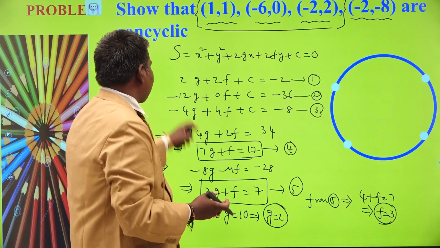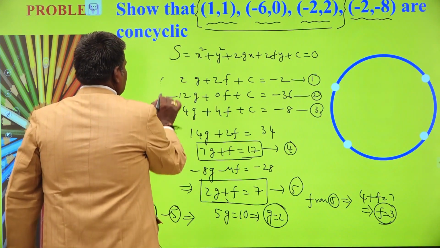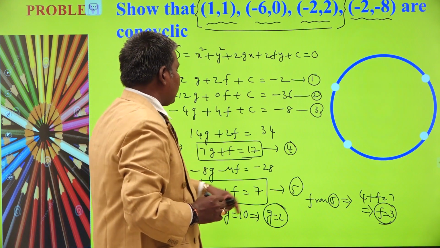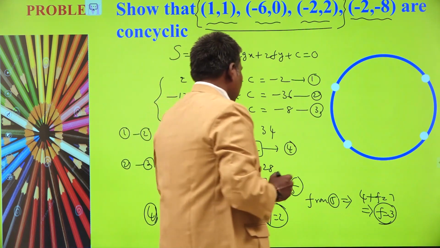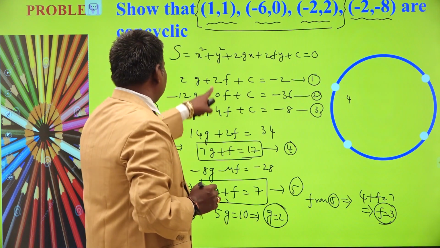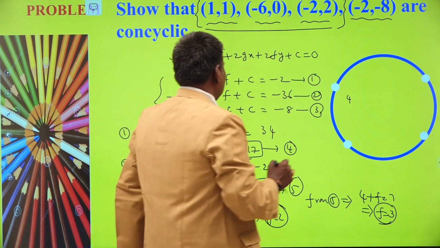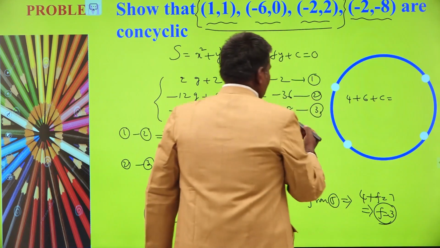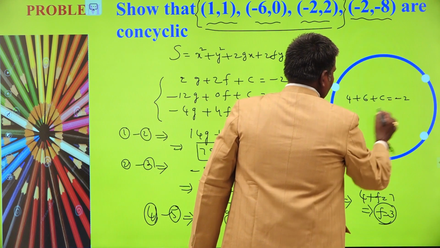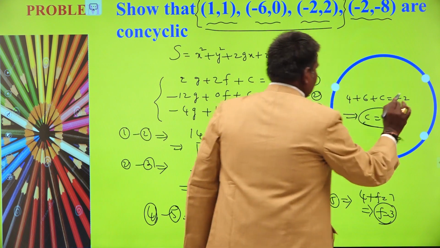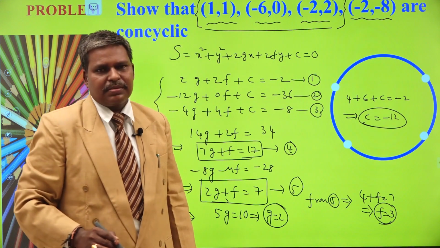Substitute g comma f values in any of these three equations, 1, 2, 3. Now substitute g equal to 2, f equal to 3 in 1. 2 twos are 4. Next, what is f value? 3. 3 twos are 6, plus c is equal to minus 2. What is the value of c now? Minus 12. We obtain the constant c as minus 12.